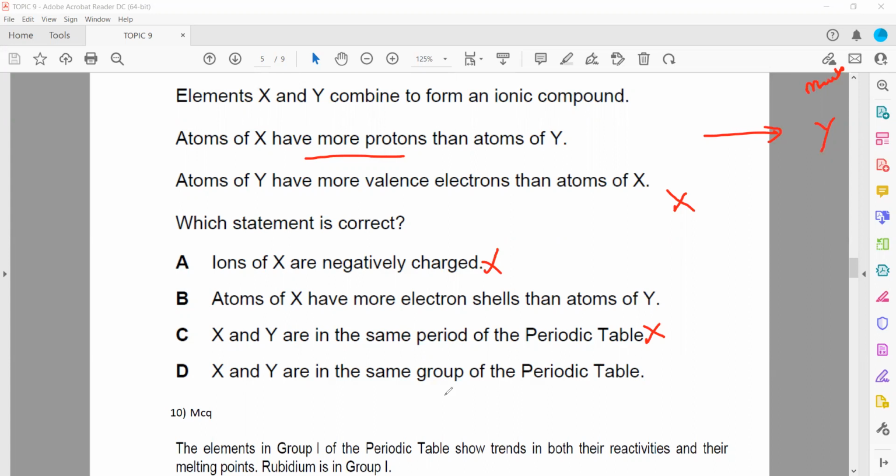And X and Y in the same group: they cannot be in the same group because one is a metal and another one is a non-metal. That's why this statement is also wrong. So B is the right answer, because X has more protons, so it will have a greater number of electrons as well and more electron shells as well.